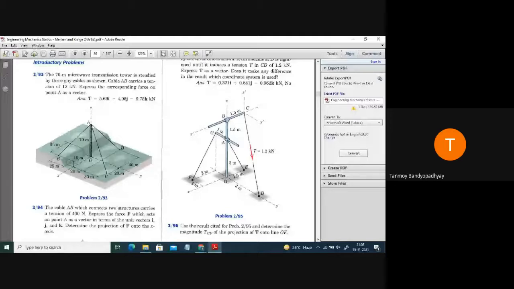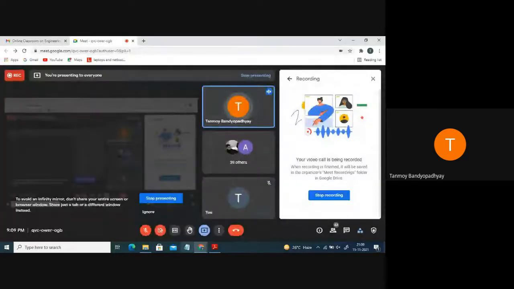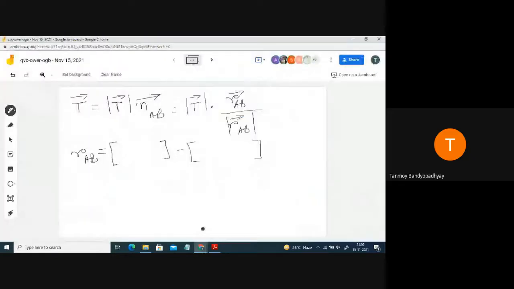Everyone just check whether you are able to find out the coordinates of the point B. That is very important. A is comparatively easier because the point A lies directly on the Z axis, so the coordinates of A will be 0, 0, 70. For the point B, try to follow: this is 35, minus 25 and 10. These are the coordinates of the point B, and these are the coordinates of the point A. See whether you can follow this one, then I will proceed.